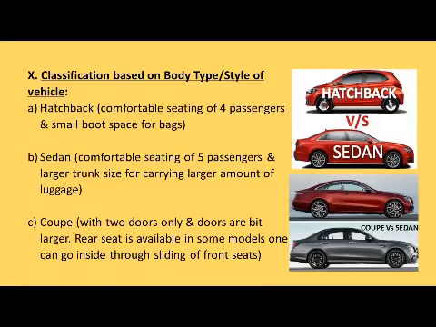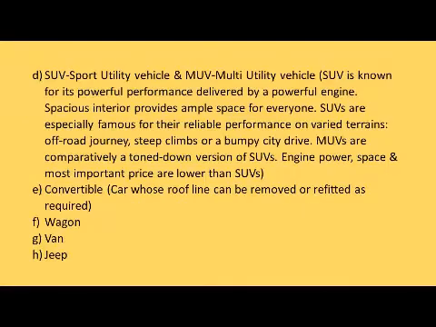Now the last classification of the vehicle is based on the body type or the style of vehicle. Hatchback: here it is comfortable sitting for 4 passengers and a small boot space for bags. Then we have sedan, that is comfortable sitting for 5 passengers and a large trunk size for carrying a large amount of luggage. Then we have coupe, which has only 2 doors, and the doors are a bit larger. A rear seat is also available in some models, where one can go inside by sliding the front seat.